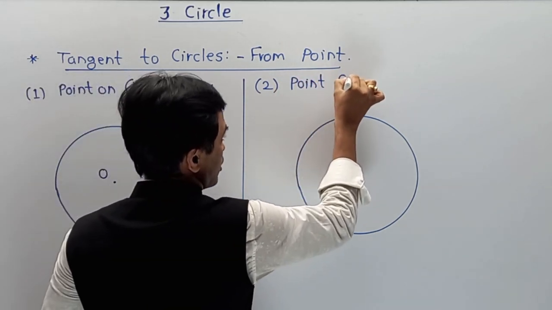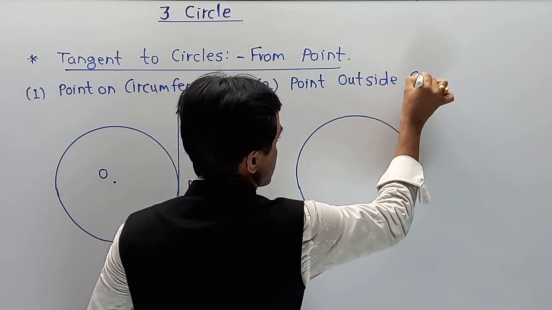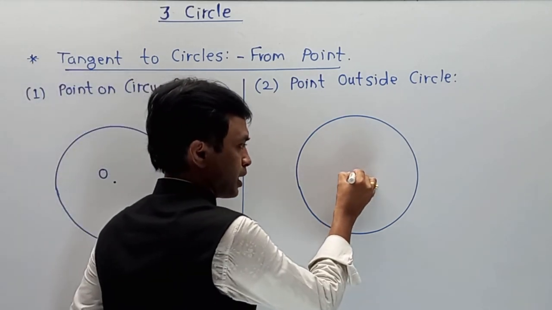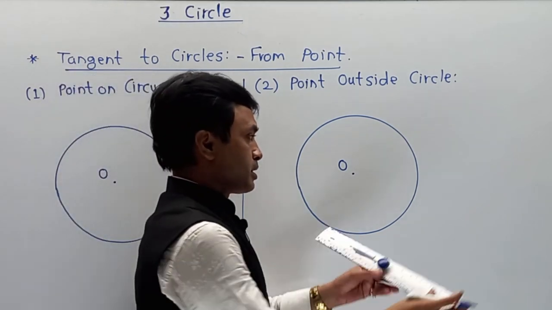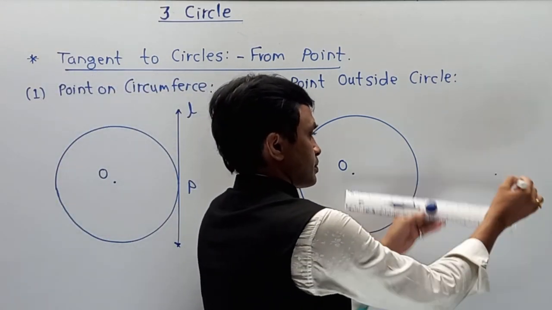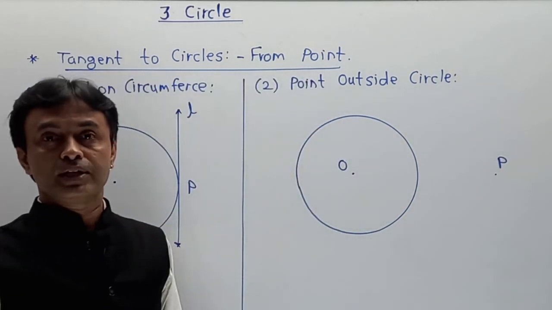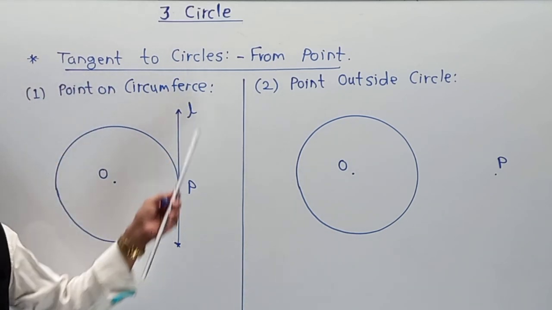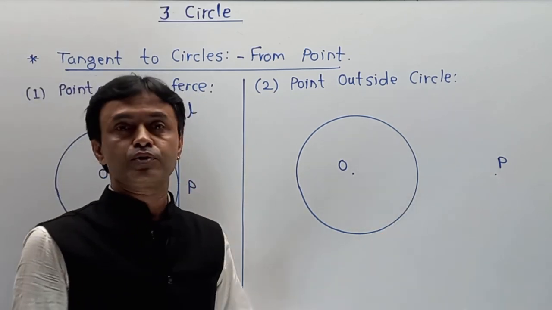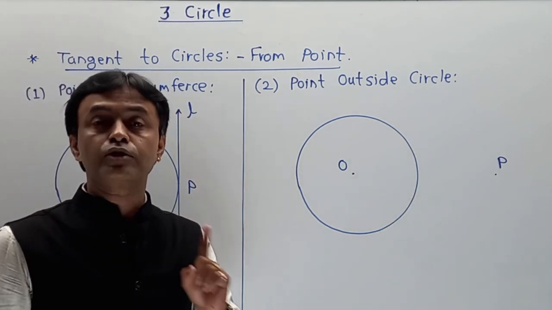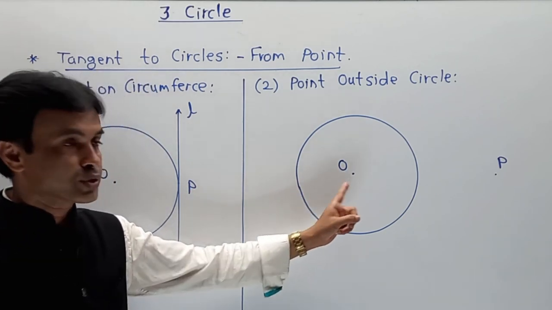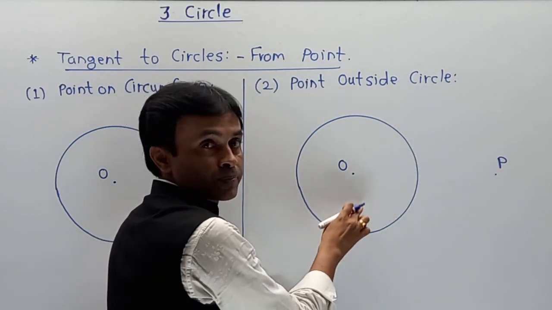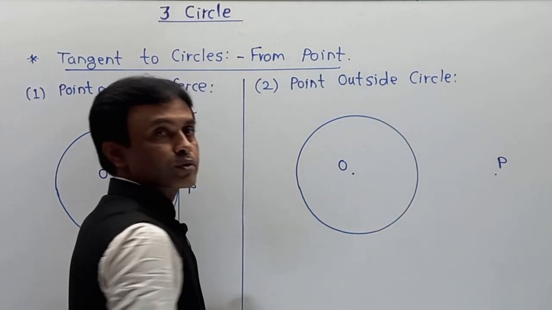Again, I am going to take the same structure. Let us say O is the center of a circle and there is a point P. This point P is outside the circle. Remember, if the point is inside, then we cannot draw a tangent. If the point is on the circumference of the circle, we can draw only one tangent. But if point P is outside the circle, you can draw two tangents to the same circle. Means, if point P is outside the circle having center O, then from this point P you can draw two tangents to the same circle.